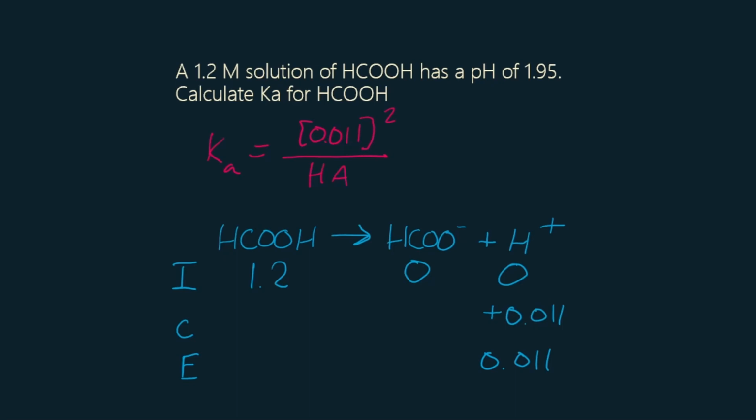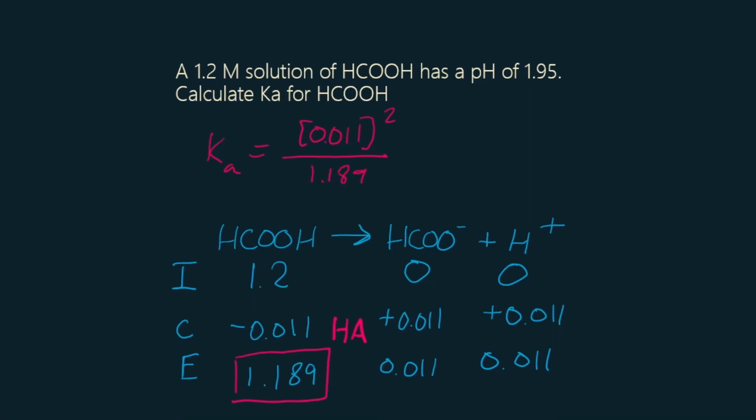This number is the same for the molecules on the same side of the equation, and the sign is flipped for the other side of the equation. When we factor this change value for HCOOH, we get this value. And this is our HA. So we'll plug this into our Ka equation, and that gets us our answer.